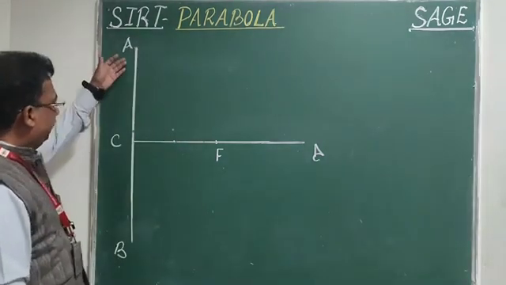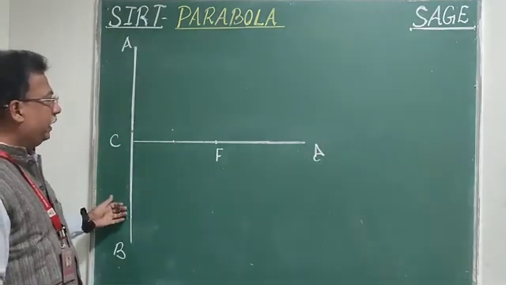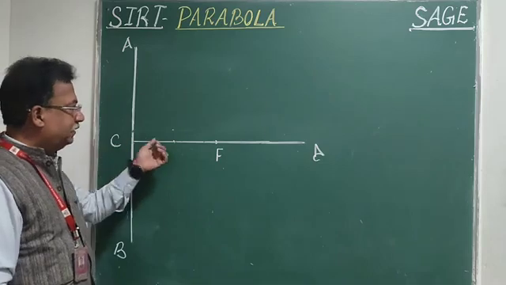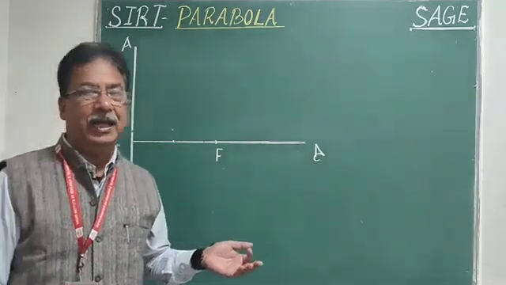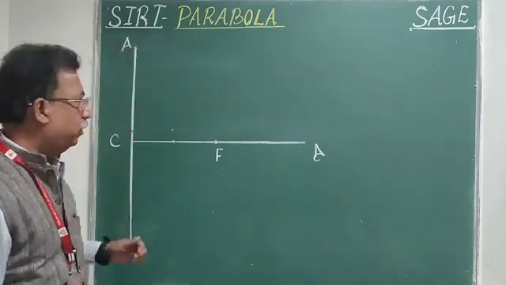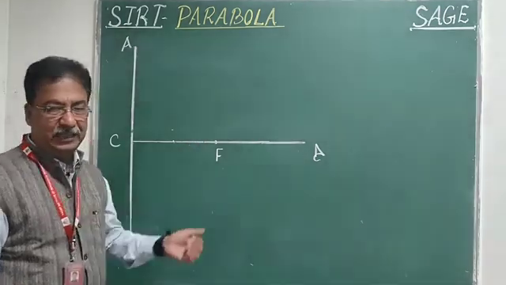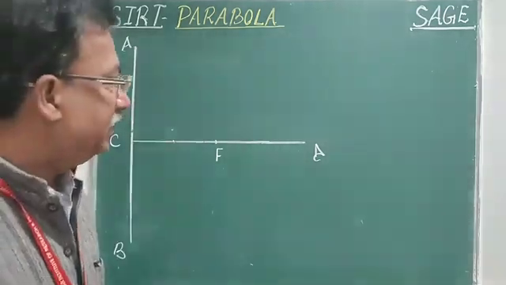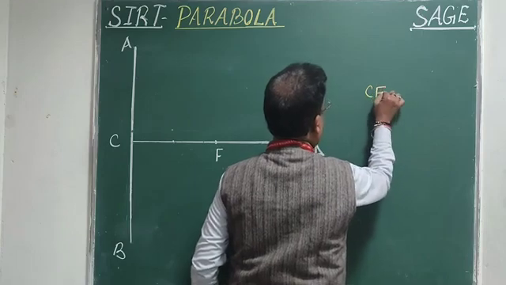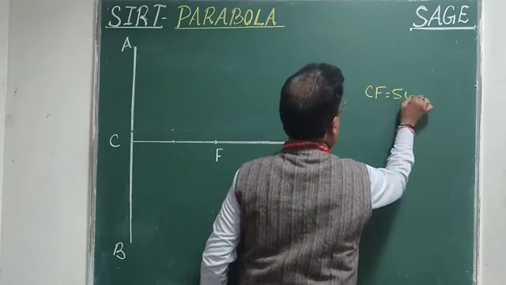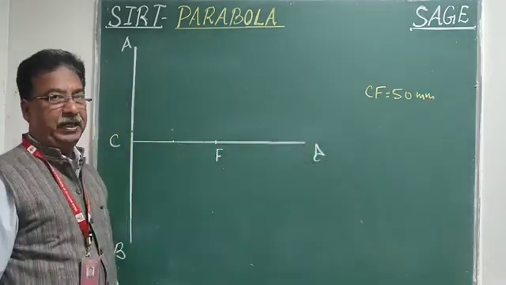Initially, I have drawn a vertical line that represents my directrix, that is line AB. If I draw a line CD perpendicular to AB, then in future that is going to be the axis of the parabola. So, I have drawn AB and CD, and after that this distance CF will be given to me. This CF is the distance of the focus from the directrix, which is given as 50 mm. So, with the help of this distance I have marked CF as 50 mm.